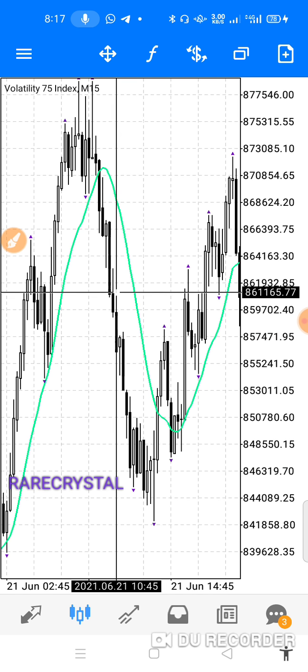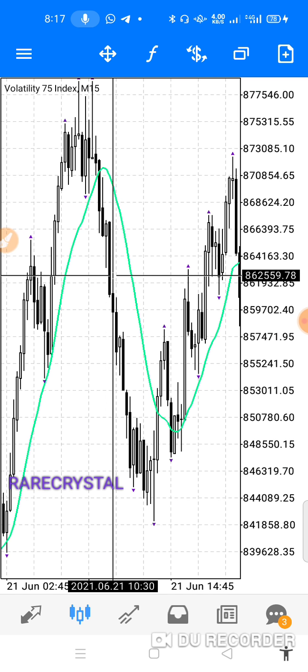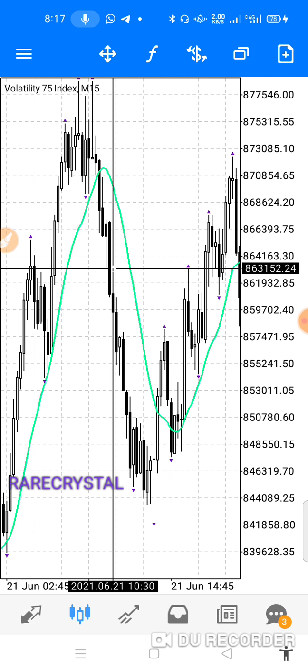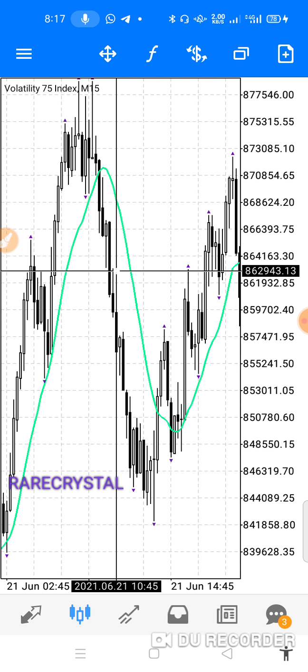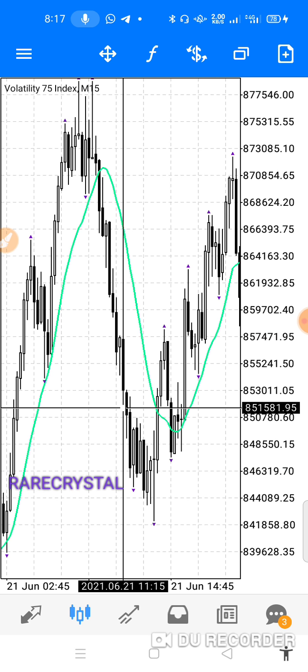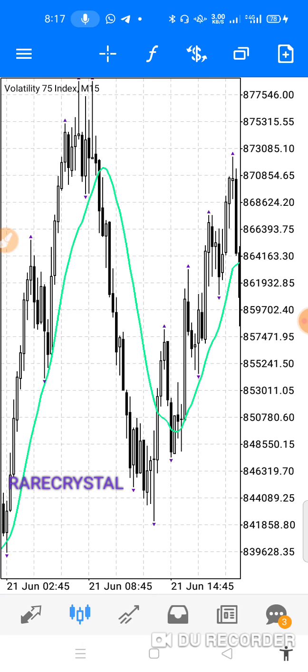Let's say you make your entry after this momentum candle. Now you make your entry when they pull up to this side, then you enter, let's say, at 862. From 862 you exit at 857 or 852, just like that.